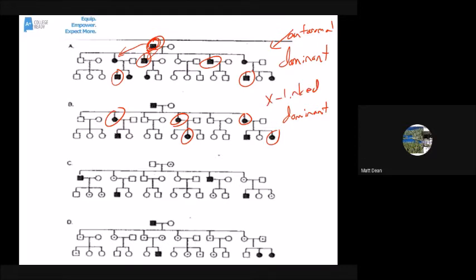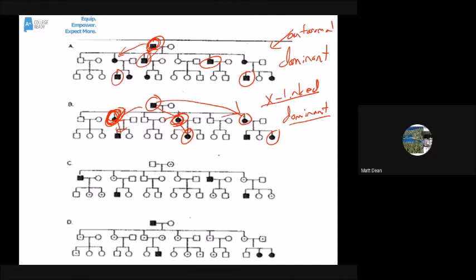Other things that lead us to believe that's true, notice that males are only passing it on to females, and they're passing it on to every daughter. Affected males are passing it to every daughter. Whereas females, like this one, for example, can pass it to sons. Females can also pass it to daughters. If that's true, it's going to be an X-linked trait, and in this case, X-linked and dominant.